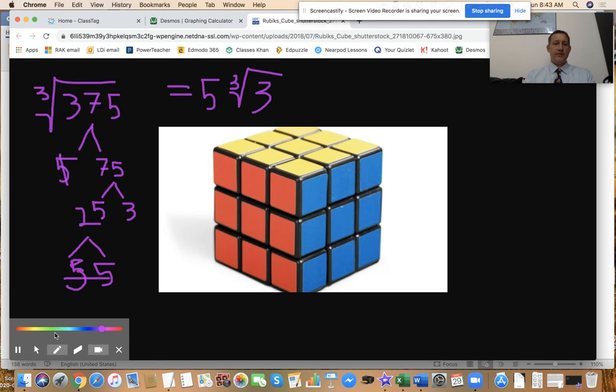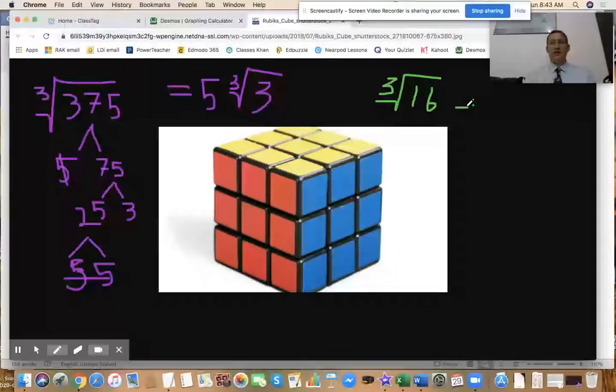I want you to try. Go ahead and try to simplify the cube root of 16. Square root of 16 is 4, but we're not going to do that. Okay, go ahead and try it. Did you try it? All right, I hope you paused the video. Okay, 16 is 2 times 2 times 2 times 2. And so we end up with 2, but we have a 2 left over. So it's 2 times the cube root of 2.